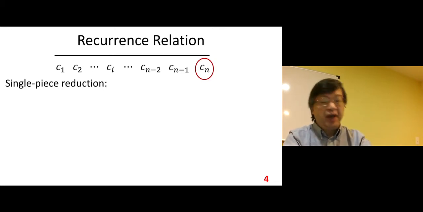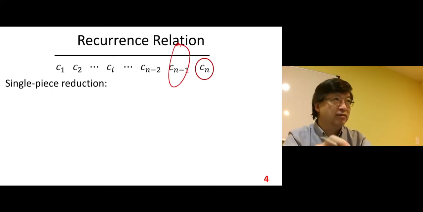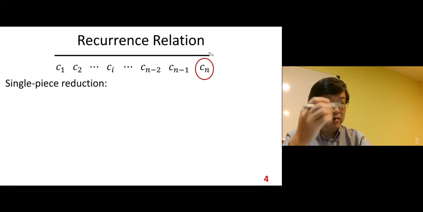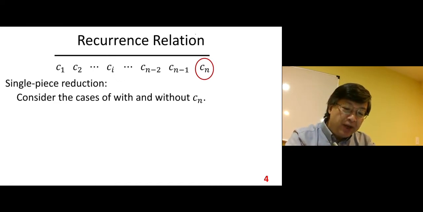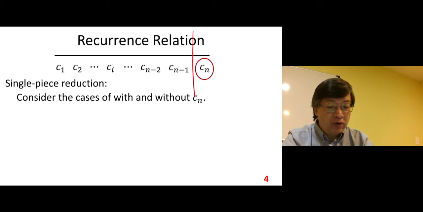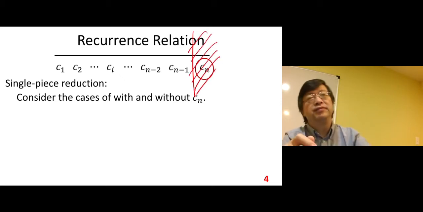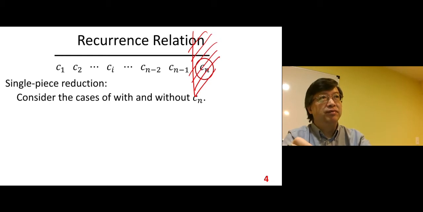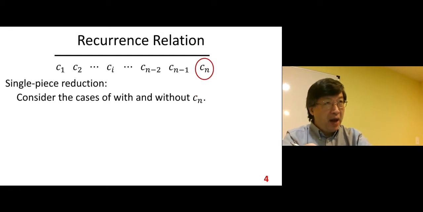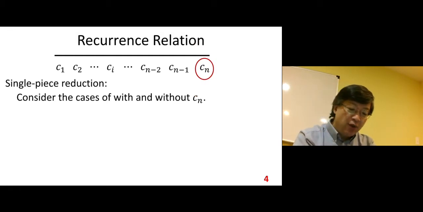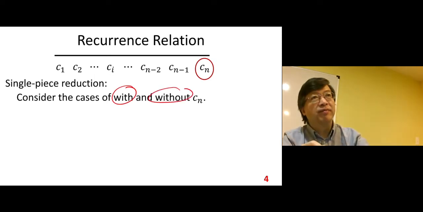Single piece reduction. Here, one piece corresponds to one coin. Same as our previous example. Consider the cases with and without Cn. So here, that piece, the last coin, we consider reduction of the last coin. That piece, that's the piece we consider. That reduction, so we consider two cases, with case, without case.